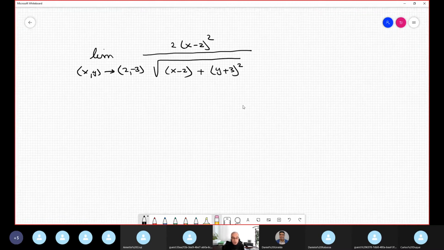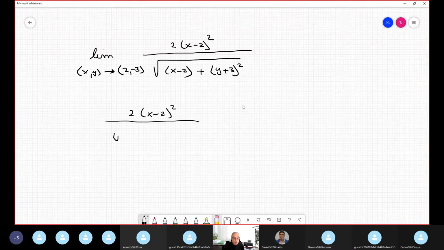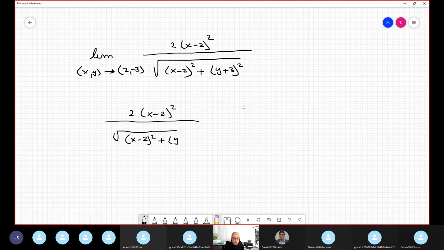Now I try to do it using the squeeze theorem. I take the complicated expression. Sorry, this is a square: x minus 2 squared plus y plus 3 squared. It's obvious that this expression is positive because it's a square root, and a square root is positive. You take no plus and minus, you take only the positive sign of the square root. So this is greater than or equal to 0.